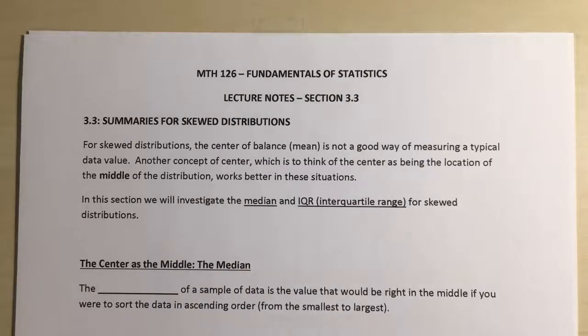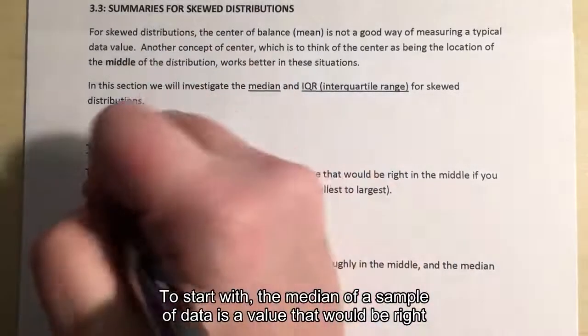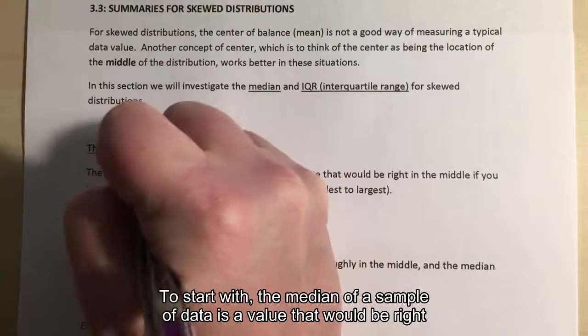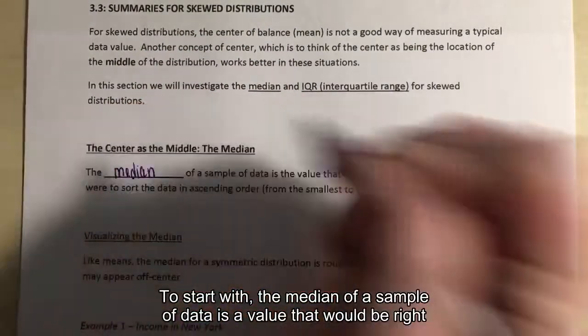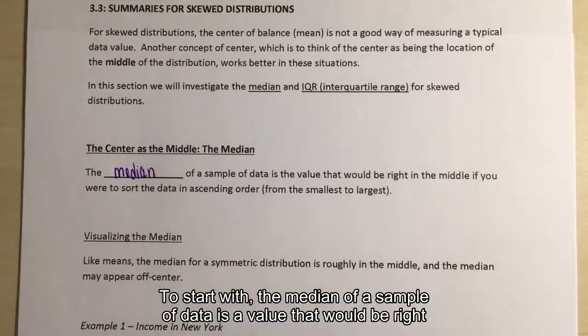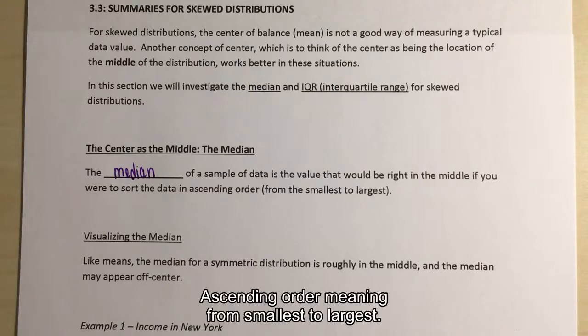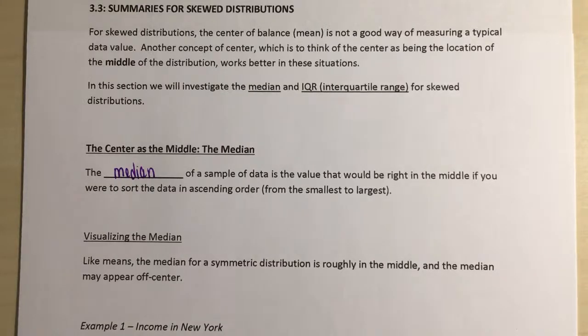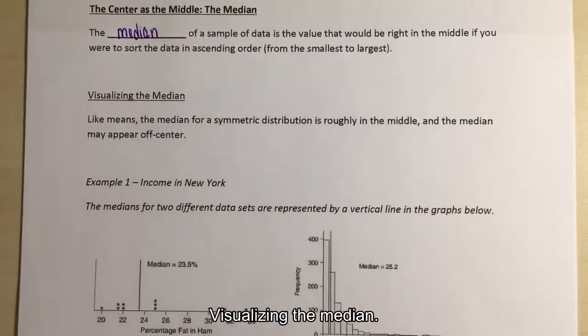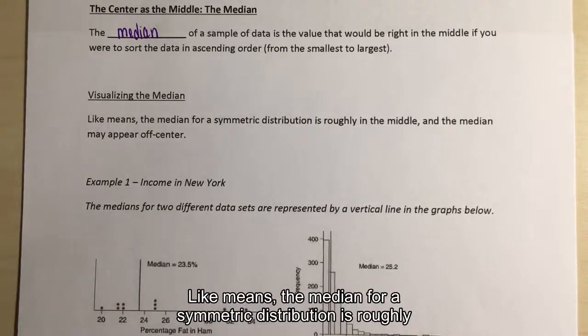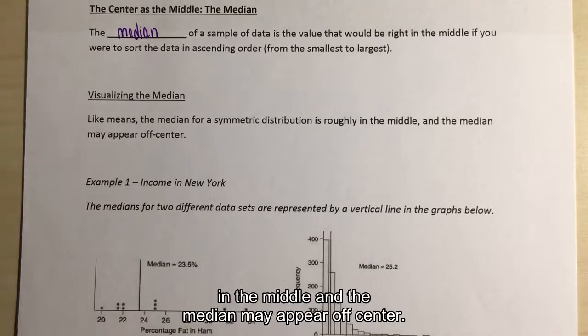All right, so to start with, the median of a sample of data is a value that would be right in the middle if you were to sort the data in ascending order, meaning from smallest to largest. Right. So visualizing the median. Like means, the median for a symmetric distribution is roughly in the middle, and the median may appear off-center for skewed distributions.